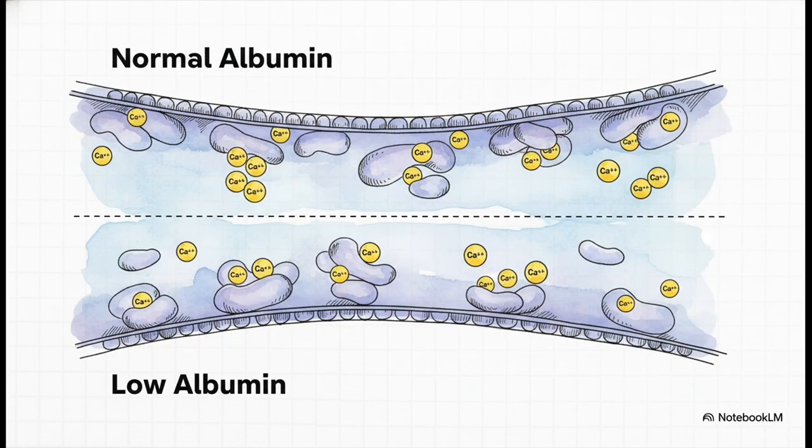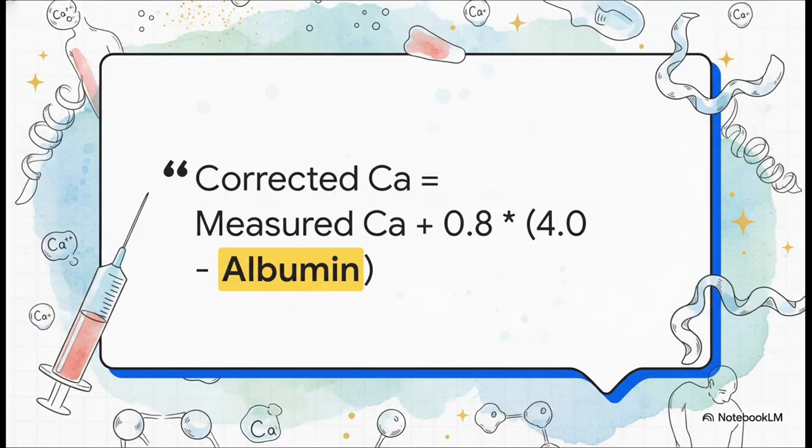But wait, there's a huge catch here, and it's a classic exam trick. A lot of the calcium floating around in our blood isn't free. It's actually stuck to a protein called albumin. So if your patient's albumin is low, their measured calcium could look falsely normal or even low. This is why you always have to calculate the corrected calcium. And this is the formula you absolutely need to know to do that.